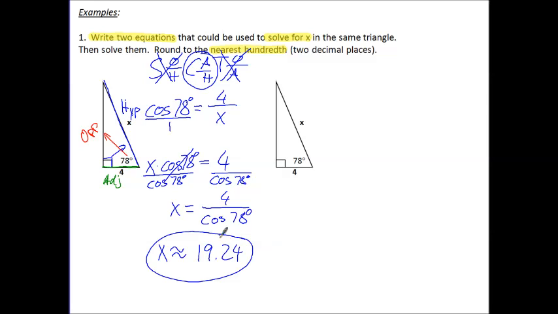But remember, the problem said we were supposed to find two equations. We can't find another equation using the angle of 78 degrees because we just don't have the opposite side. So let's look at the triangle one more time. And again, always write down our SOHCAHTOA.